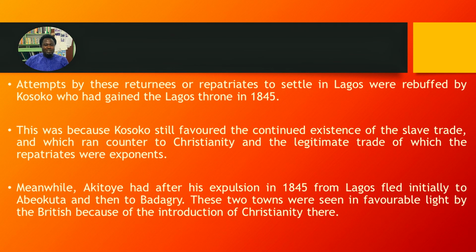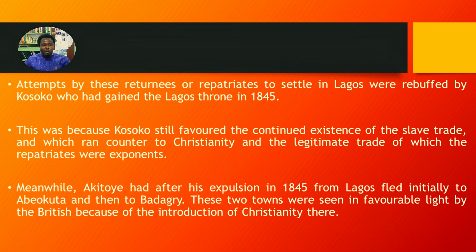So attempts by these returning slaves to resettle in Lagos, following the policies put in place by the British, were rejected by King Kosoko, who still had a lot of interest in the slave trade. Kosoko was not ready to relinquish his interest in the slave trade. He felt that now I am the king of Lagos, and if other people had made money from the slave trade, it is now my turn to also make money from Lagos.